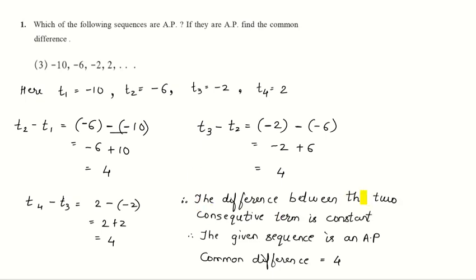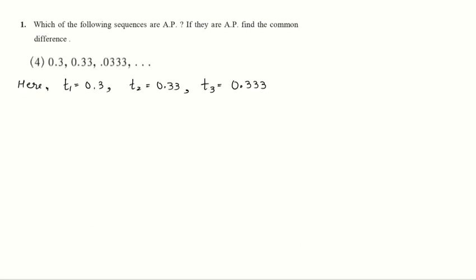Therefore the difference between the two consecutive terms is constant, hence the given sequence is an AP and the common difference is 4. Let's move on to the fourth sequence.